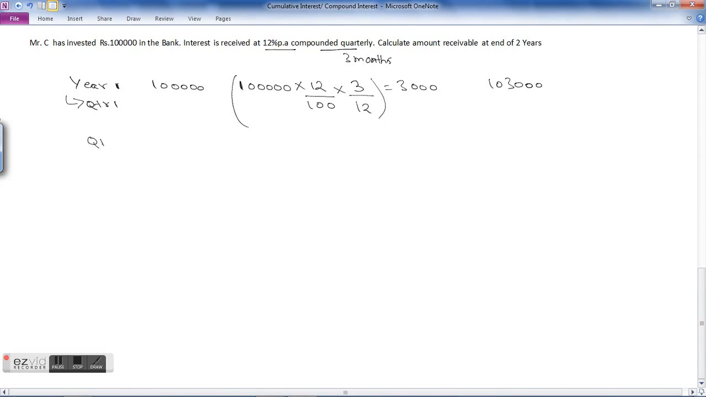So next quarter 2, your balance is 103,000. Now interest will be received on 103,000 into again 12 by 100 into 3 by 12. Okay, and the amount will be 3090. Then the total amount is 103,000 plus 3090. That comes to 106,090. Correct?